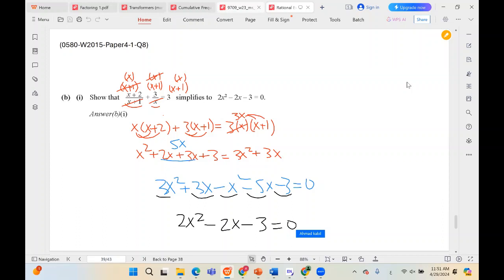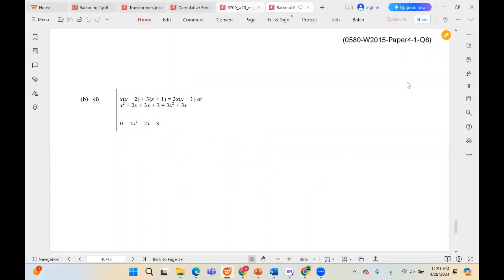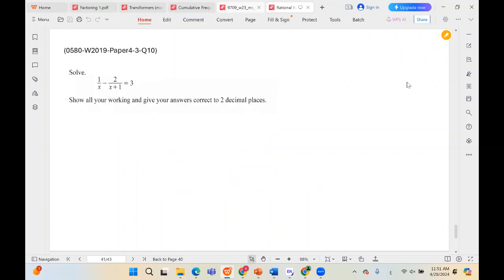And we have reached the equation that they wanted us to reach from the beginning. So this tells us that we have worked it out correctly. And this is of course correct because we already know what the final answer should look like.